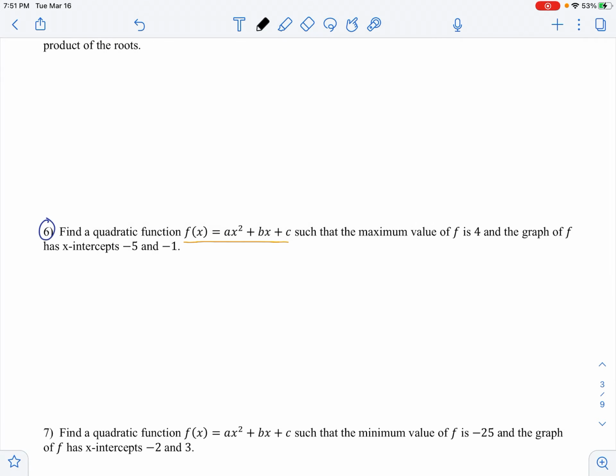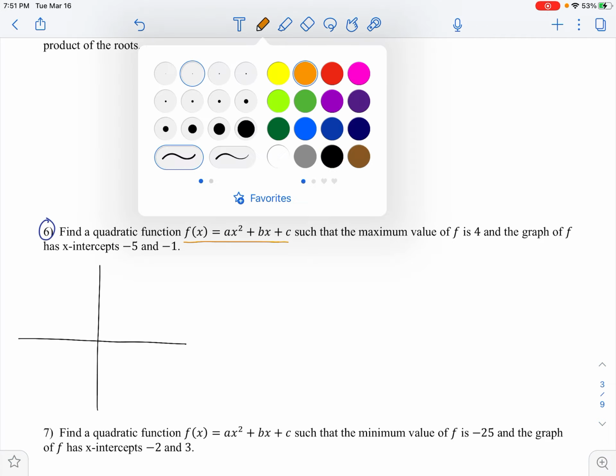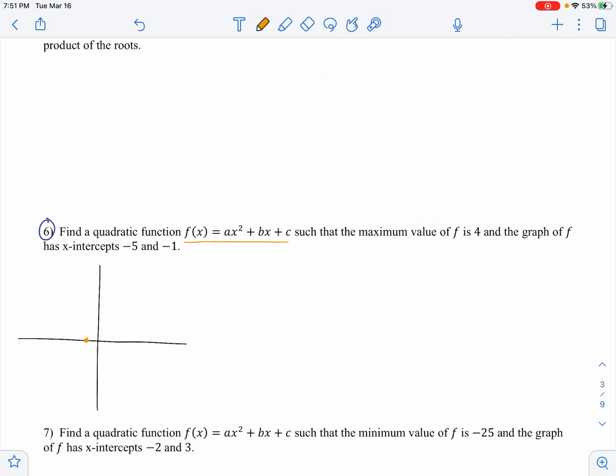First, we've talked a lot about these graphs in general, and so I do want you to think about what this looks like. X-intercepts at -5 and -1 means I'm going to be here at -1. I'm going to be over here at -5. I could find my axis of symmetry. My axis of symmetry is going to be right in the middle here. So what's in the middle of -5 and -1? Well, it's at -3.